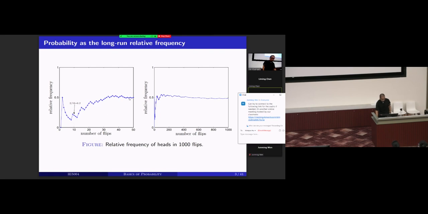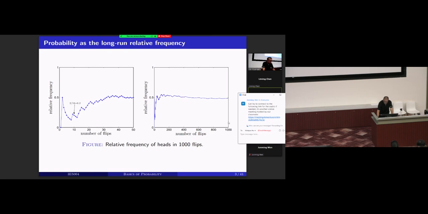So until the 50th flip. And this red panel is the recorded frequency up to 1,000 flips. You see that at the beginning, the curve fluctuates heavily. It can change in a more severe way. But after you have many flips, it becomes pretty stable, right? And it will go up and down around one half.